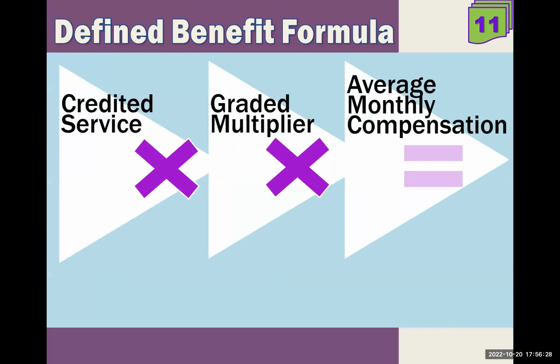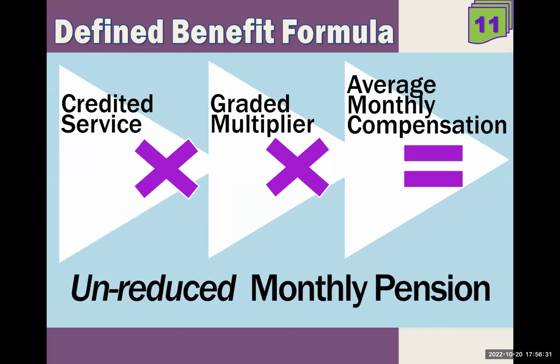One very important thing to know about the defined benefit plan is that when you retire, the amount of your monthly retirement benefit is determined by a formula, not by the balance that's in your account. The formula takes your total credited service times the graded multiplier times your average monthly salary to calculate your normal unreduced benefit.